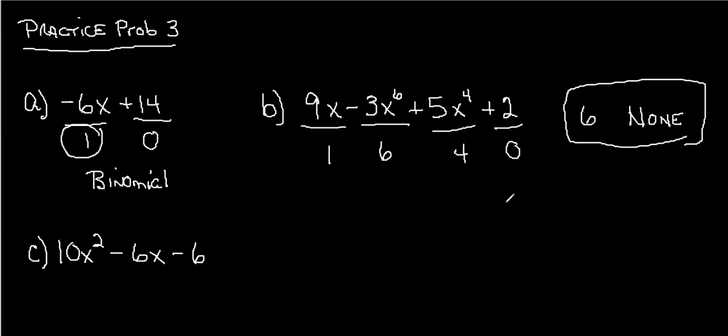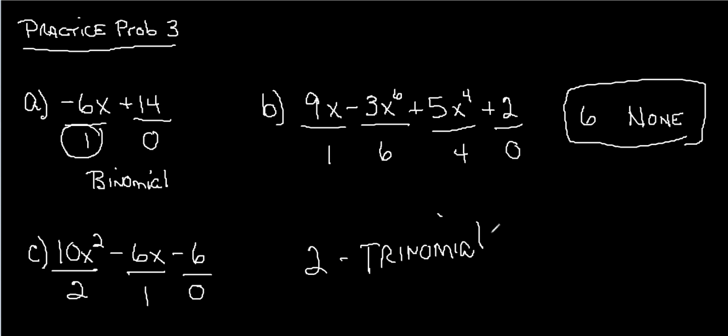Okay. And C, let's see, the degree of this term here is 2. The degree of this term is 1. This is 0. So we have a degree of 2. And this polynomial is a trinomial since it has 3 terms in it. All right, so let's just call it trinomial. Okay, that's all there is to it.